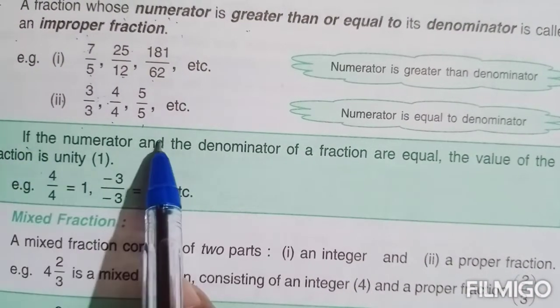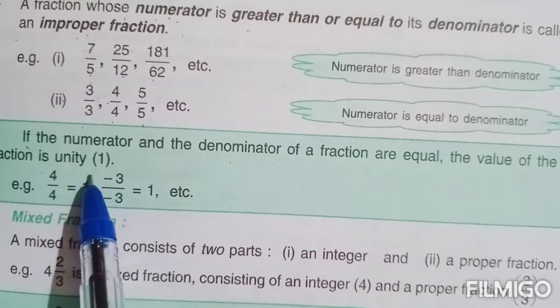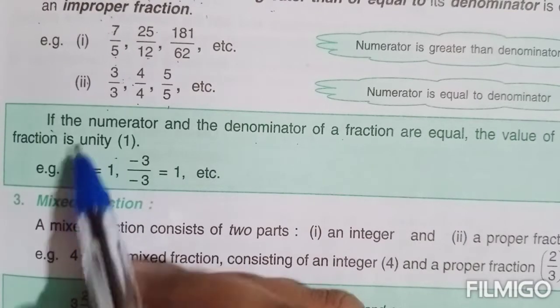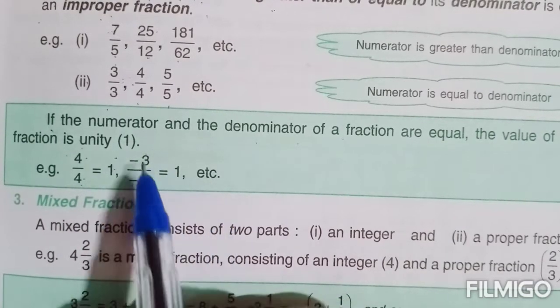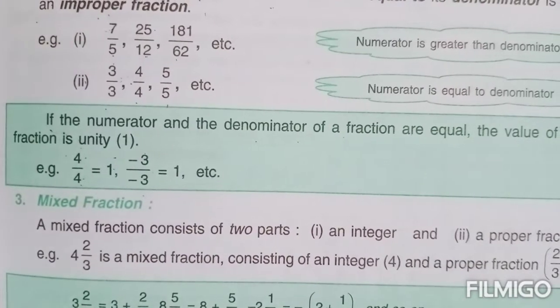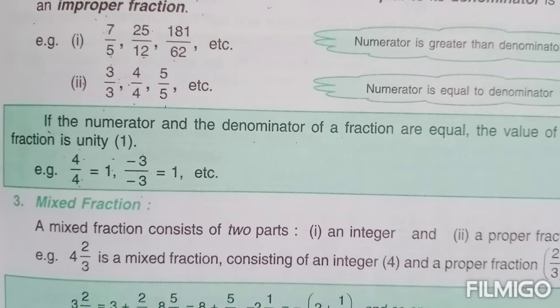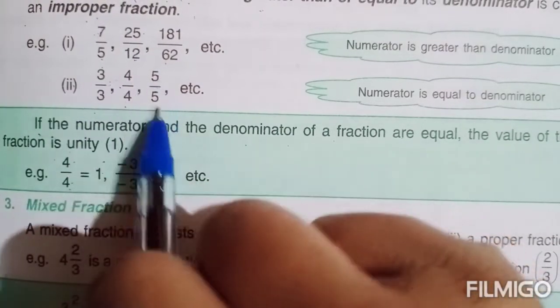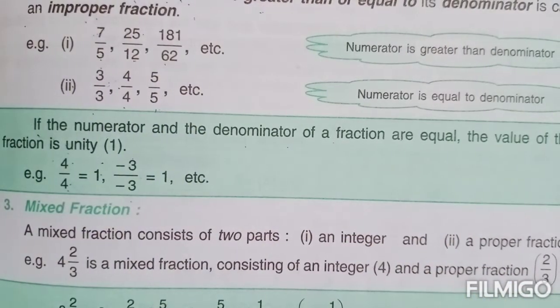If the numerator and the denominator of a fraction are equal, the value of the fraction is unity. And we know that 4 divided by 4, 4 by 4 it is 1. Minus 3 divided by minus 3 it is 1. That is, if the numerator and denominator are same means the value of the fraction is 1. Okay, actually that is the value of that fraction 3 by 3, 4 by 4, 5 by 5. The value of all these fractions, it is 1.